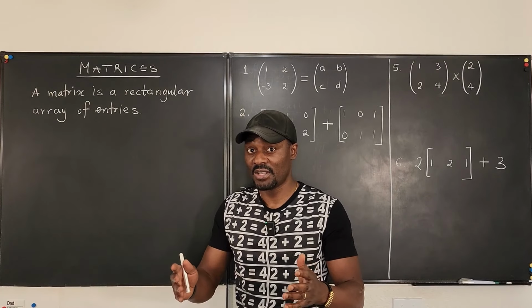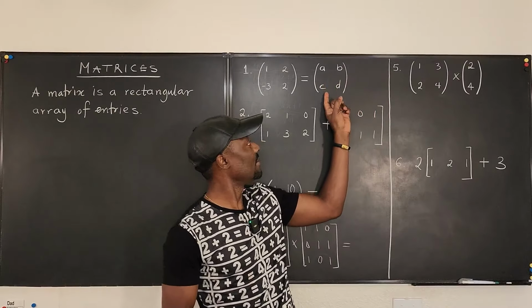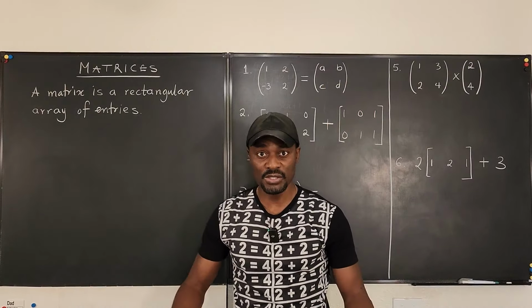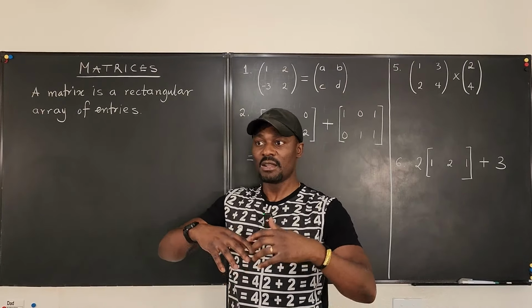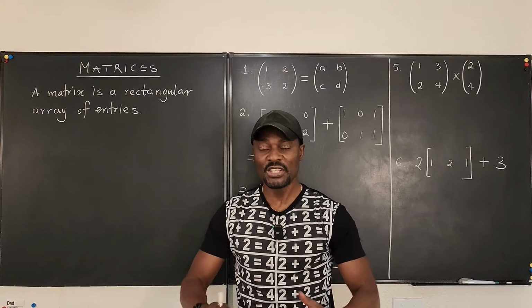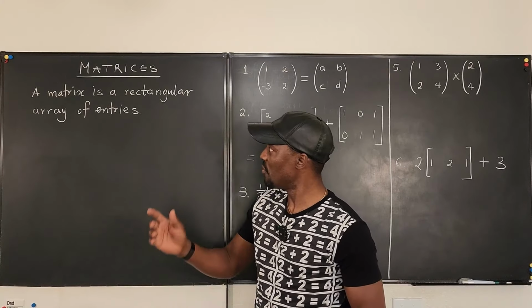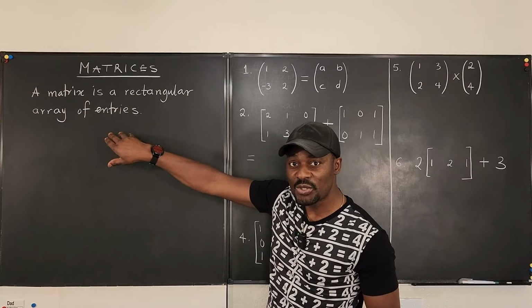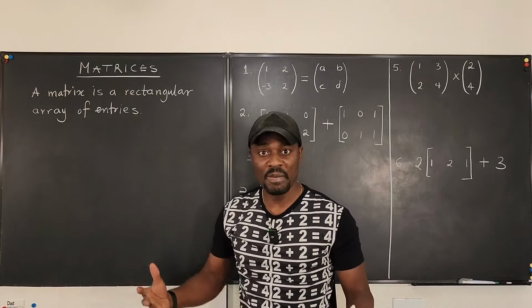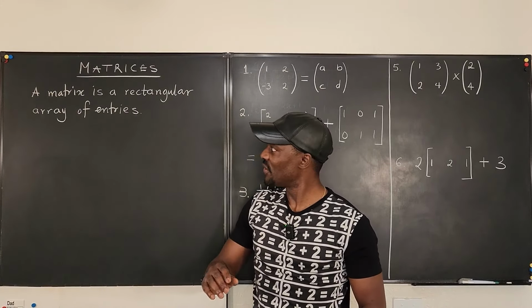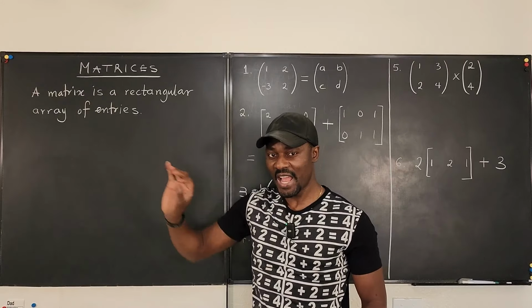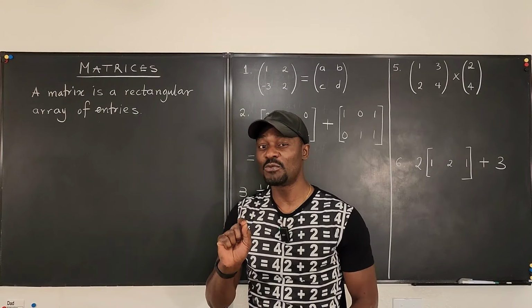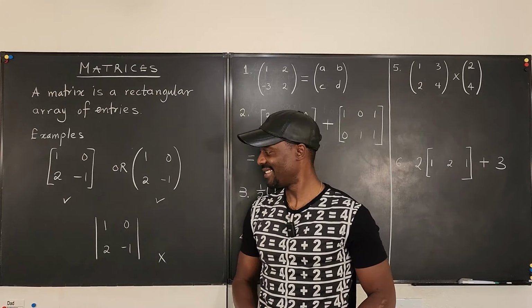Sometimes they are letters, like you see in this example here. Sometimes they are functions. Sometimes they're just names. It doesn't matter what it is, as long as you arrange them in a rectangular array, those entries form a matrix. Okay, so that's out of the way. The next thing we want to talk about is how you write a matrix.